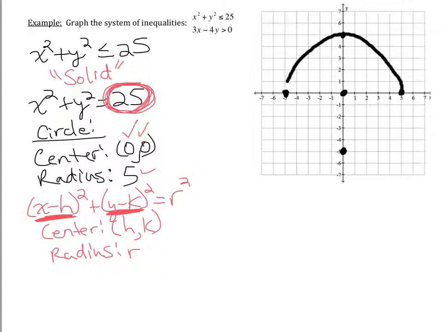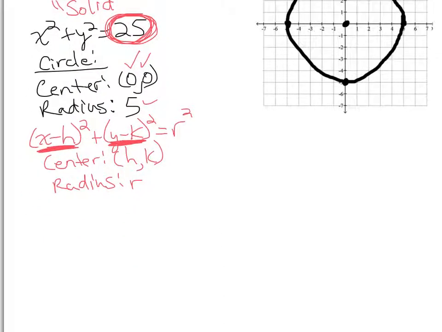So I'm going to try to draw a circle as best as I can. All right, and notice that I did draw it solid, so I have a solid circle here. All right, now I'm going to choose a test point. My test point is going to be any point that the circle does not pass through. All right, and so I'm going to choose (0, 0). So I'm going to use the test point (0, 0).